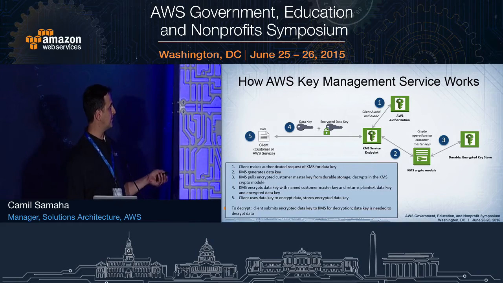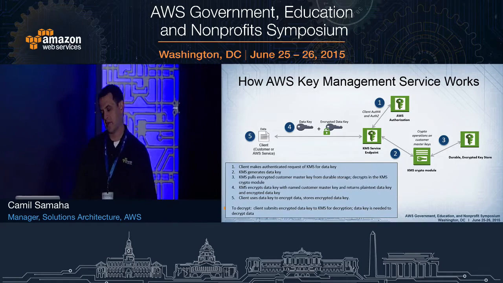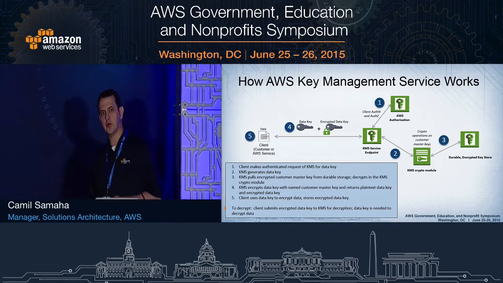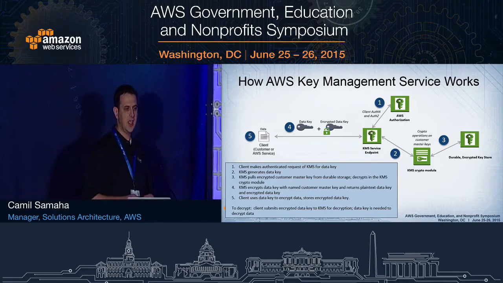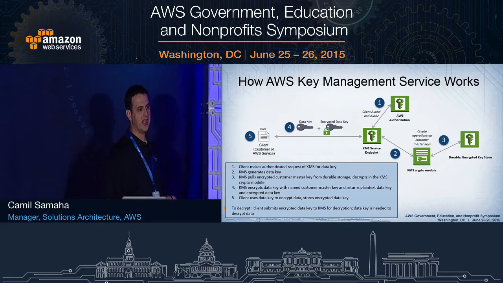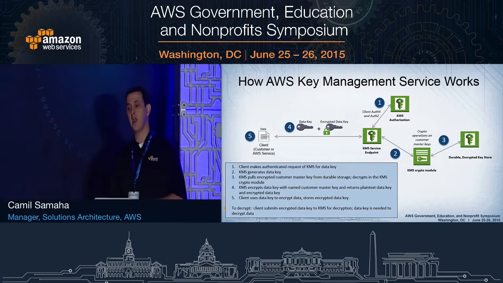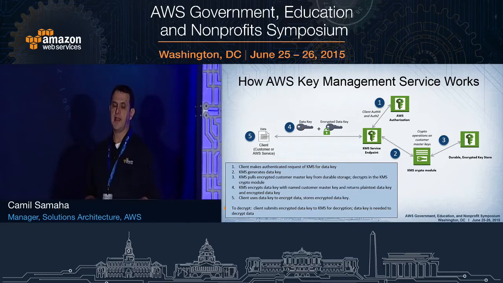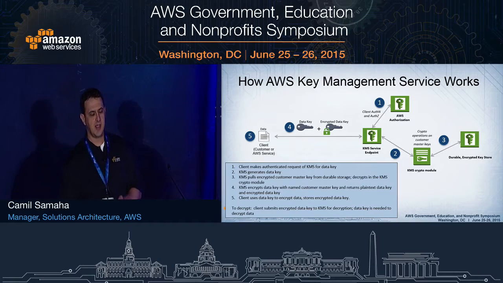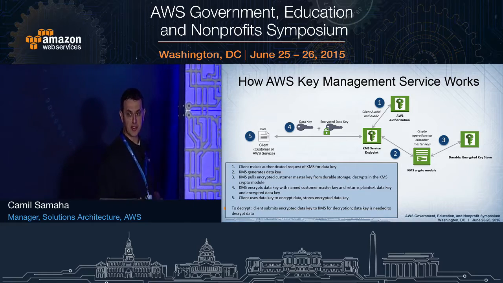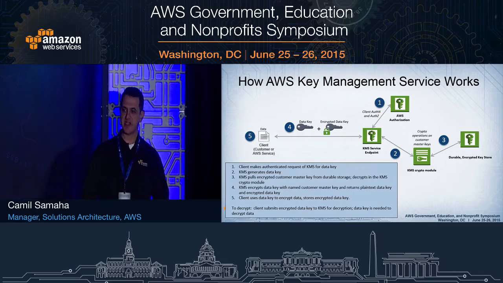Okay, so let's talk about how the KMS service works. You have your client, and it will send an authenticated request to the KMS service for a data encryption key as the first step. The KMS service, in turn, generates that key, and then it will pull an encrypted master key, or customer master key, from the KMS service, and use the KMS crypto module.